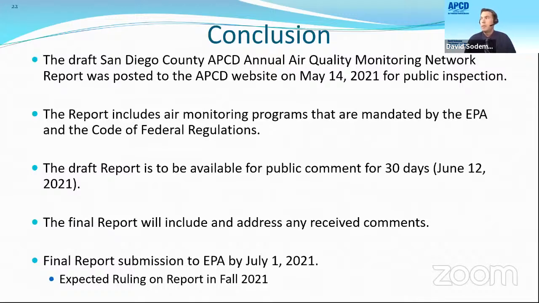In conclusion, the district posted the annual Air Quality Monitoring Network report on its website for public inspection on May 14th. This report is mandated by federal regulation and is to give a review of the mandated air monitoring program that the district operated in calendar year 2020. This report is available for public comment for 30 days through June 12th. A final draft will include and address any received comments and must be submitted to EPA by July 1st. We expect EPA to make a ruling on whether the district operated the required programs according to the federal regulations in fall 2020.